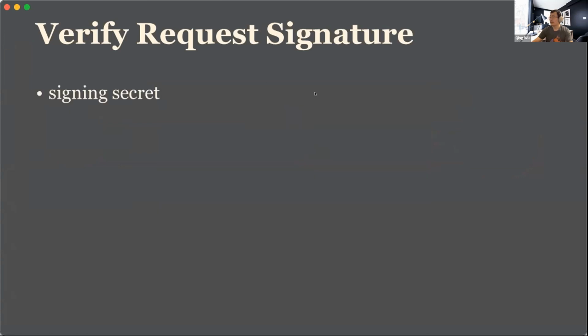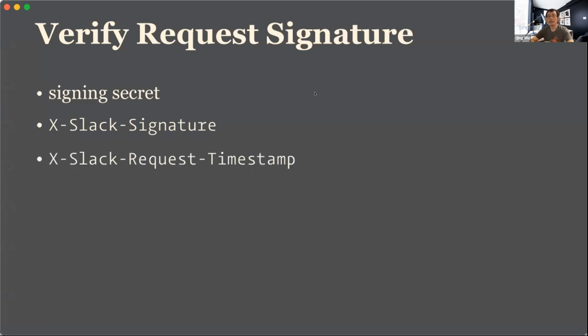For each Slack app, Slack generates a unique string as a signing secret, and it is shared with the app developers. Slack will sign the body of each request to your app using this secret. The resulting signature is sent in a header called X-Slack-Signature. Since the current timestamp is also involved in calculating the signature, it is sent in another header called X-Slack-Request-Timestamp. The last thing we need is the raw request body.